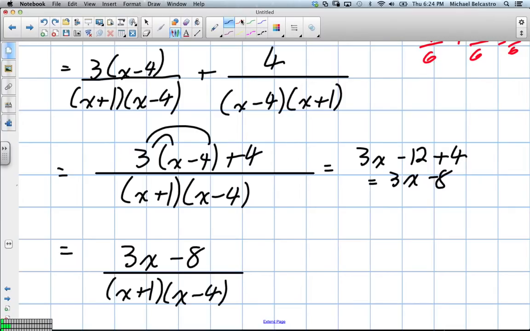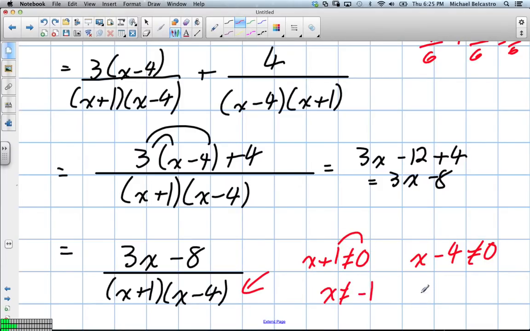So this is the point where we would find restrictions now. Neither of these bottoms can be equal to 0. I know that x plus 1 cannot be 0, and x minus 4 cannot be 0. So when I move the 1 over, x cannot be negative 1, and x cannot be positive 4.